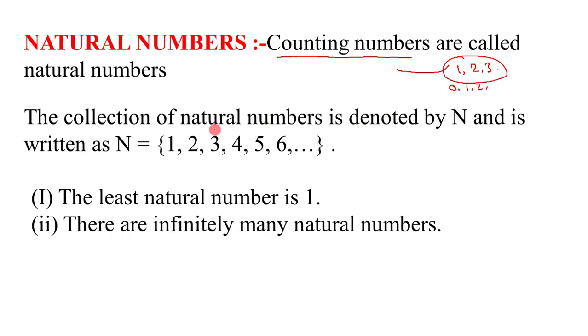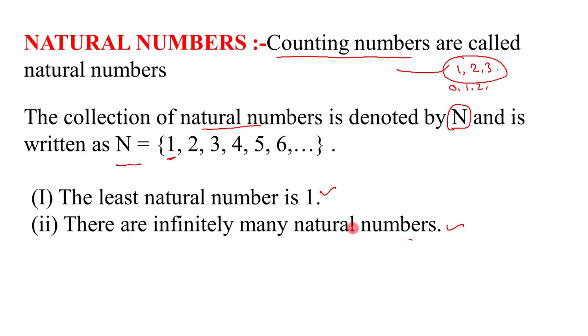The set of natural numbers is denoted by capital N, and we write it as N equals the set of 1, 2, 3, and so on. What is the least natural number that we have? 1 is the least natural number. And how many natural numbers are there? There are infinitely many natural numbers.